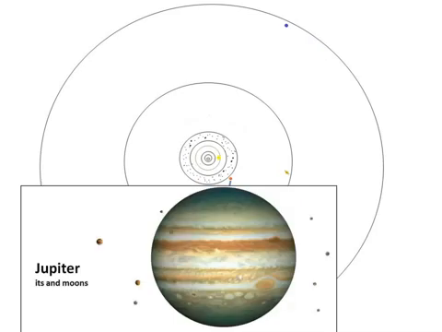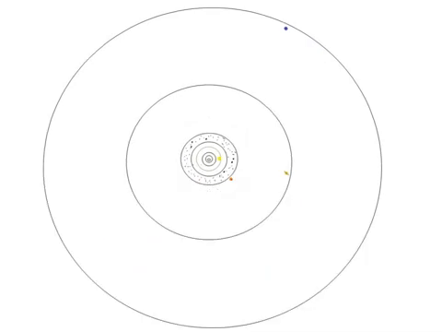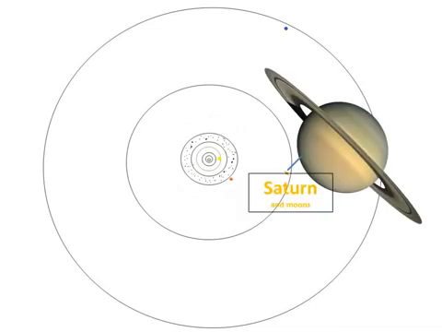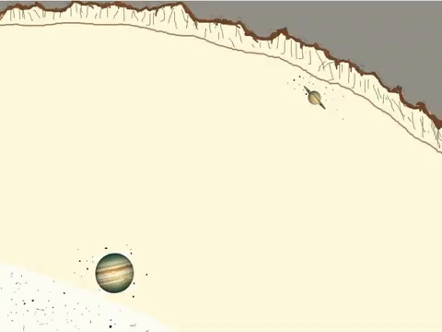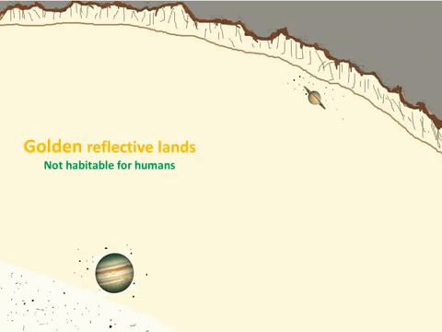Then we get Jupiter and its moons, and close to another one of the concentric orbits of Bhumandala rings, Saturn and its moons. So let's have a closer look here at the realm of Jupiter and Saturn. We're closing in now. We're going to close into Jupiter and have a look at this realm known as the Golden Lands. So here we are, close now to the plane of Bhumandala, looking at Jupiter and Saturn. This area here is known as the Golden Reflective Lands, not habitable for humans.